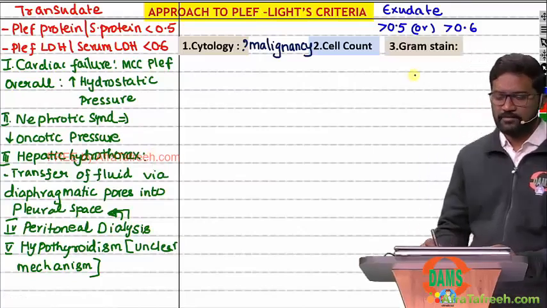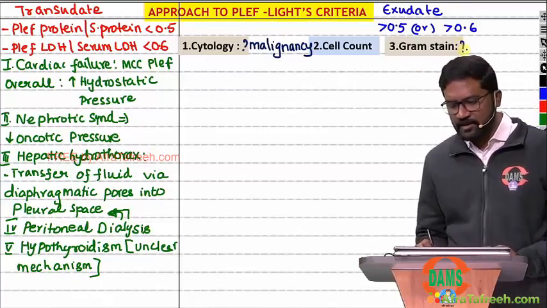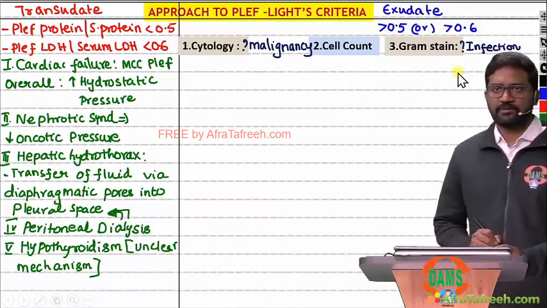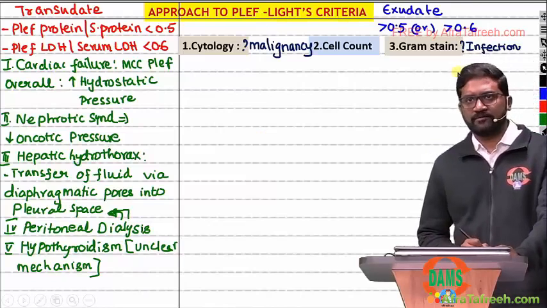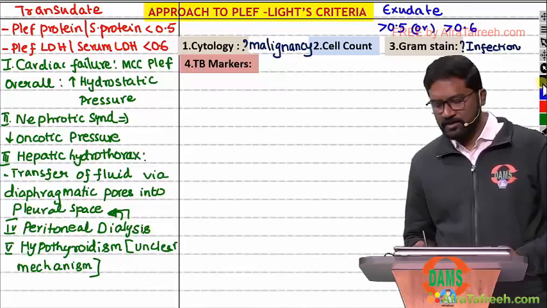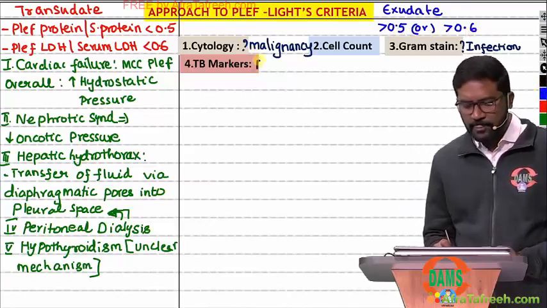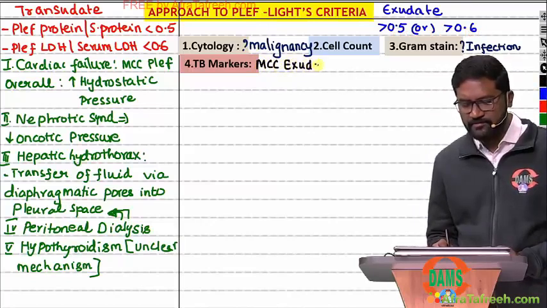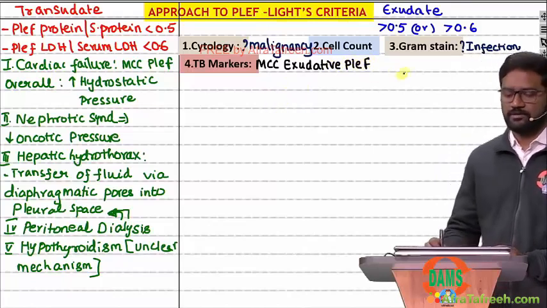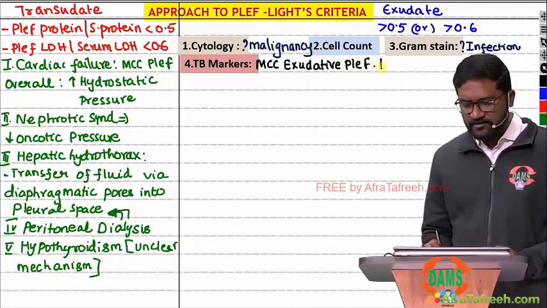Then I may need to send it for gram staining. So why should I send the fluid for gram staining? To see any possibility of infective etiology. Most importantly, I should send exudative pleural effusion for TB markers. So what is the reason behind this? Because right now, the most common cause of exudative pleural effusion worldwide is tuberculosis.